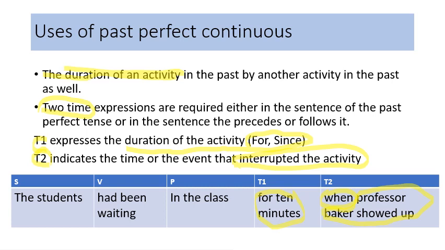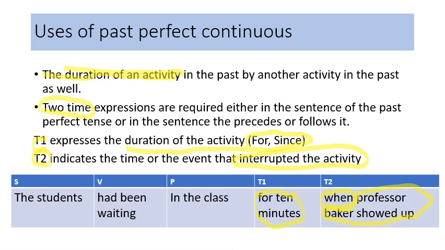When you have the past perfect continuous, okay, two time expressions are required. You need to use them in the sentence or in the sentence that precedes or follows it. For example, the first time expression expresses the duration of the activity, and usually we use since or for, and the other time expression indicates the time when that event interrupted the activity.